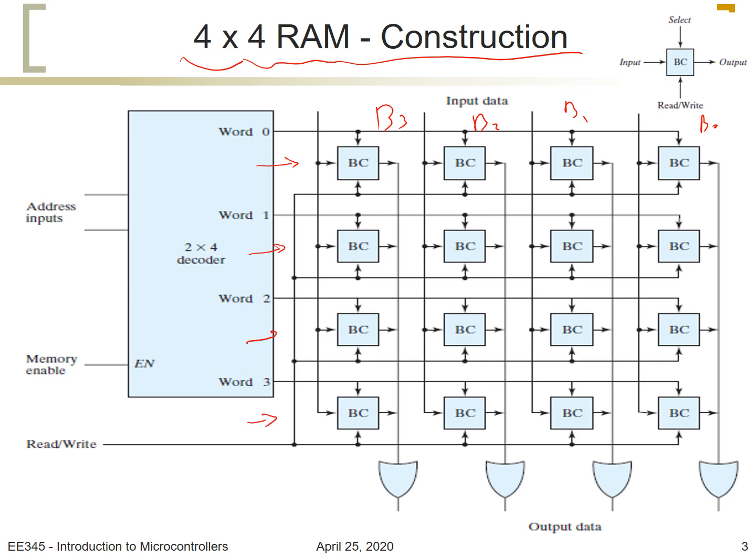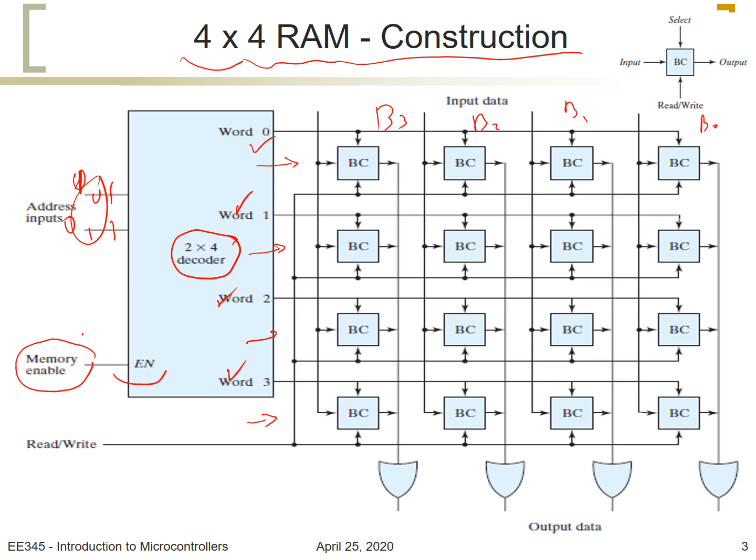In order to complete the construction of the memory, in addition to the 4 by 4, which is 16 binary cells, we also need a decoder, which is a 2 by 4 decoder. 2 because we have 2 address lines. If the address lines are 0, 0, we select word number 0. If the address lines are 0, 1, we select word number 1, and 1, 0, we select word number 2, and if they are 1, 1, we select word number 3. Finally, we usually have a memory enable input to enable the memory.